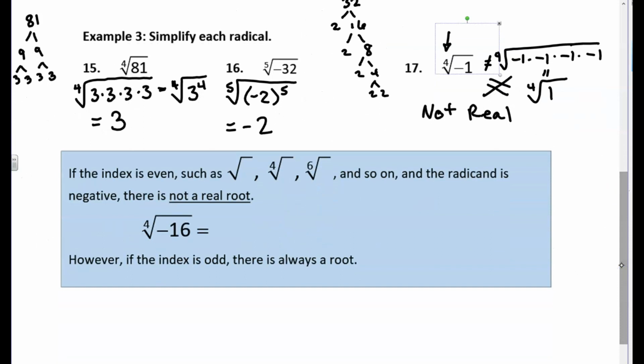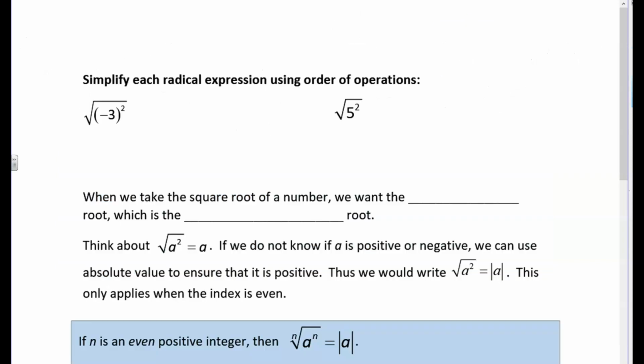Think there's a difference in your index. If your index is even, such as a square root, a 4th root, a 6th root, and so on, and the radicand is negative, just like we had on number 17, there is not a real root. Your answer is going to be not real. However, if the index is odd, there is always a root, and it's always going to match the sign of the thing inside the radicand.